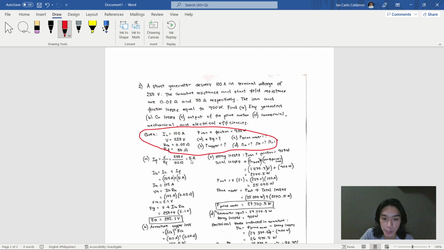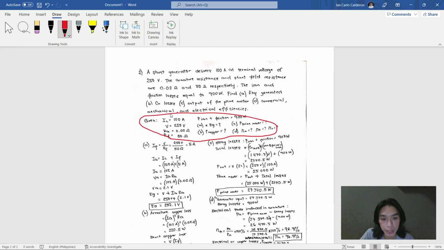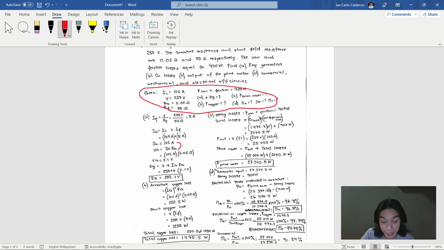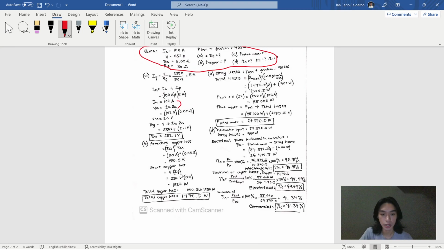To get the I sub A, we need the load current, 100 amperes, plus the shunt field current, 5 amperes. So we get the value of 105 amperes. And for the armature voltage, I sub A multiplied by R sub A, 105 amperes that we got here, times 0.02 ohms, and we get a value of 2.1 volts. So for the EMF generated, the terminal voltage, 250 volts, plus the voltage on the armature, 2.1 volts, and we get 252.1 volts for the EMF generated.